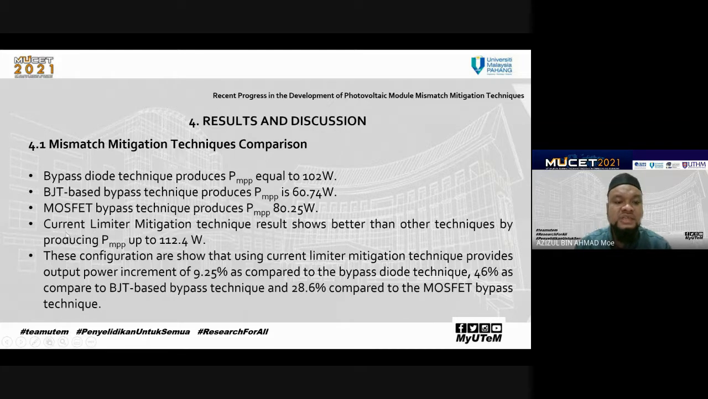The current limiter mitigation technique shows better results than the other techniques, producing a maximum power point of up to 112.4 watt. So this configuration shows that using the current limiter mitigation technique provides an output power increment of 9.25% compared to the bypass diode technique, 46% compared to the BJT-based bypass technique, and 28.6% compared to the MOSFET bypass technique.